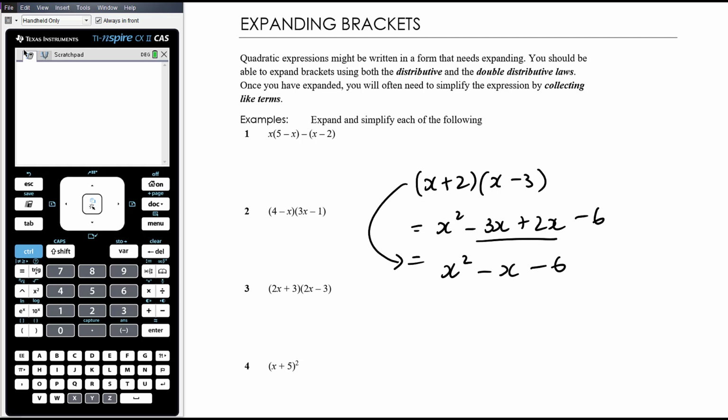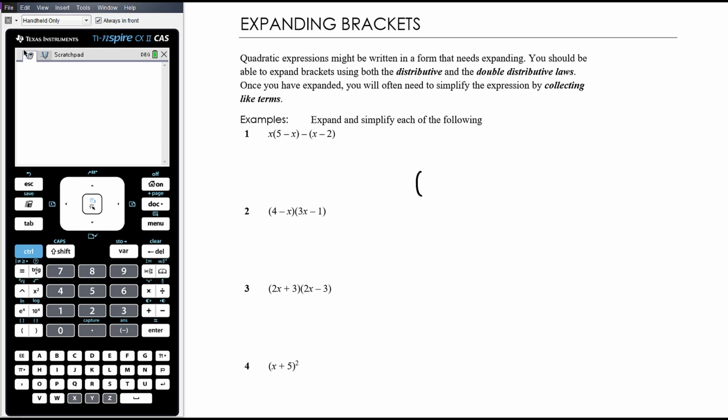You need to work to a point where you can go straight to here, okay? It's going to be x squared minus 3x plus 2x, which is minus x, minus 6, okay? And do a bit more of that in your head so you can literally just write the answer straight down.